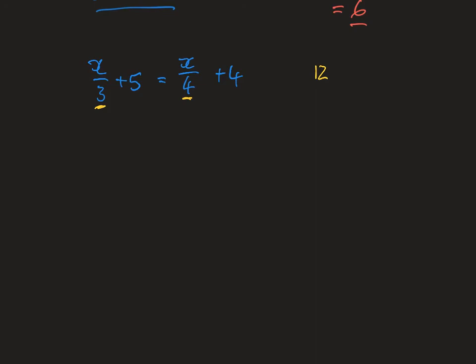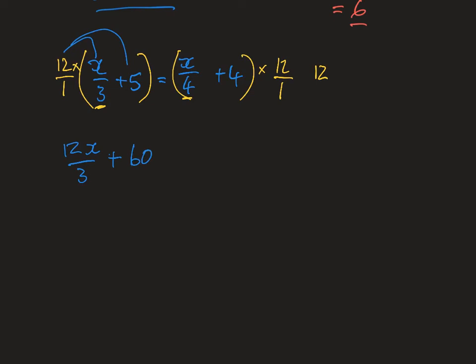So what we're going to do now is multiply each side of the equation by 12. Once again we need to put brackets because we're going to multiply the whole thing. And I'm going to put 12 over 1, which is the same as 12. Alright, so the first term here becomes 12x over 3, and then 5 times 12 is of course 60. Here we get 12 times x, which is 12x, and 4 times 1, which is 4. And 12 times 4, which is 48.